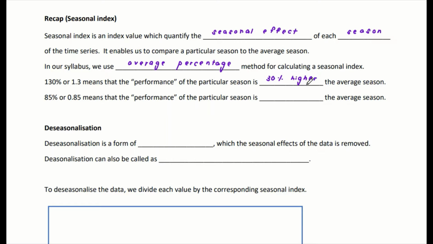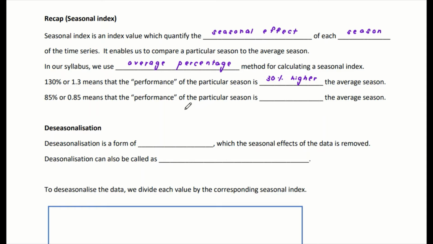If we put in a very simple example, say we are talking about temperature in 4 different seasons, maybe 130% will be for the season of summer. So you know that the temperature for summer is normally 30% higher than the average season.